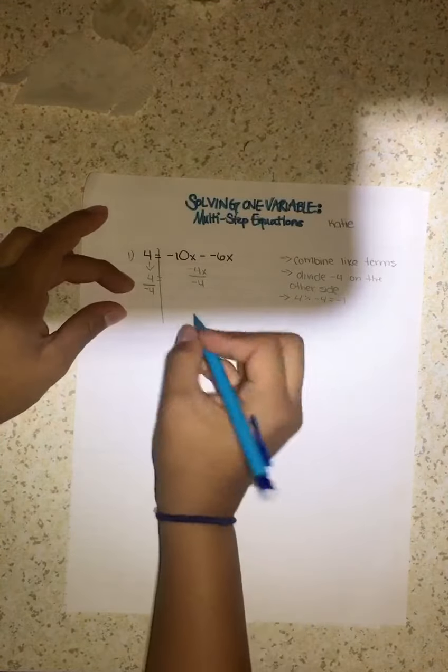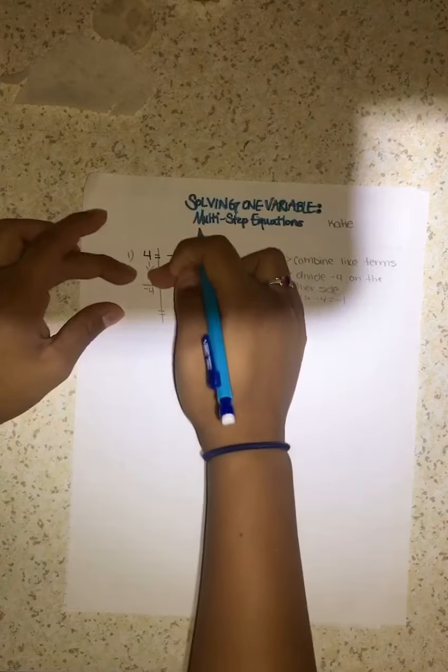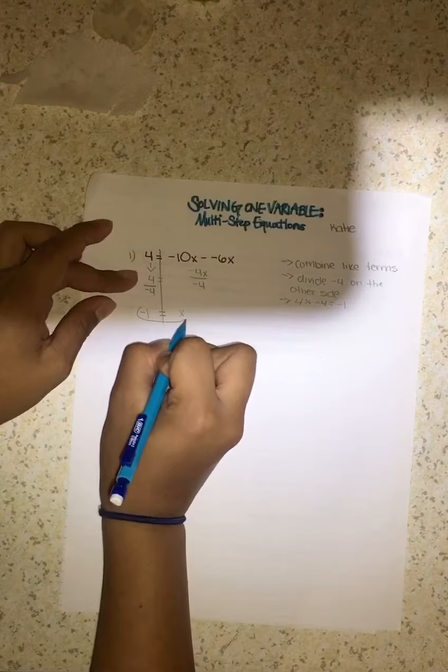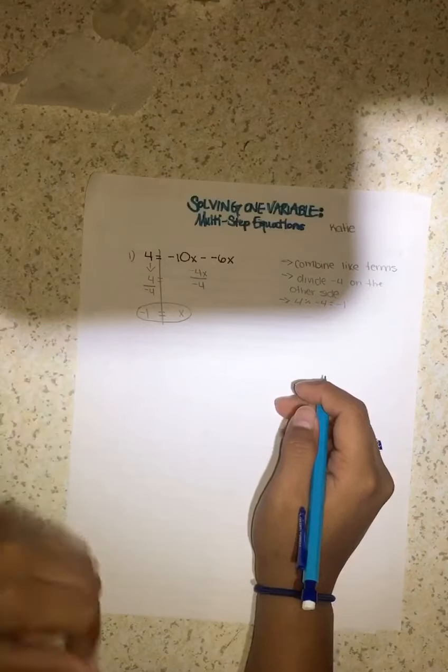So once we do that, we just bring the x down, and once we divide 4 by negative 4, that should equal negative 1. So that is our answer. It's really easy. That's our answer.